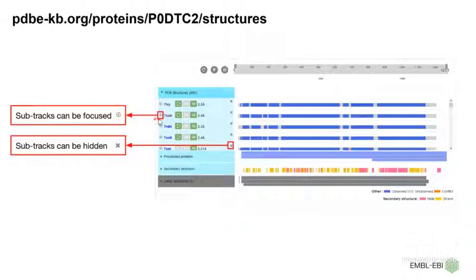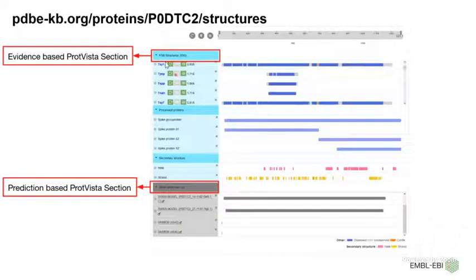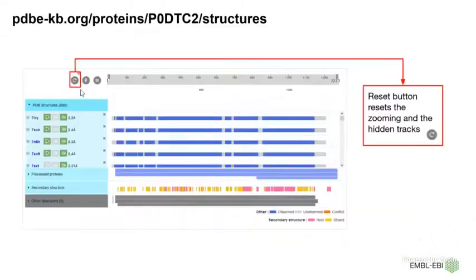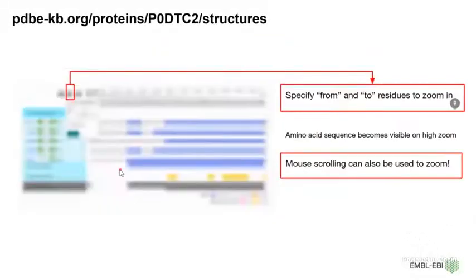There are icons like this circle where you can focus on a particular subtrack, and you can hide a particular subtrack using this cross button. In ProtVista, you will see the evidence-based section in blue color, and you will see the prediction-based section in gray color. You have a reset button, which resets the zooming and the hidden tracks and takes you to the default view.